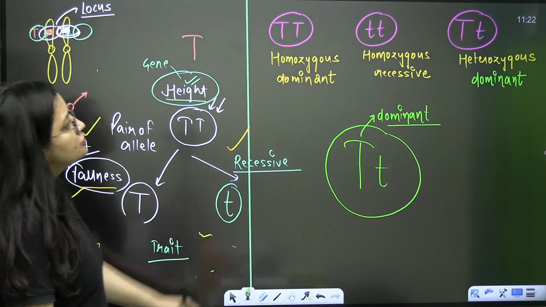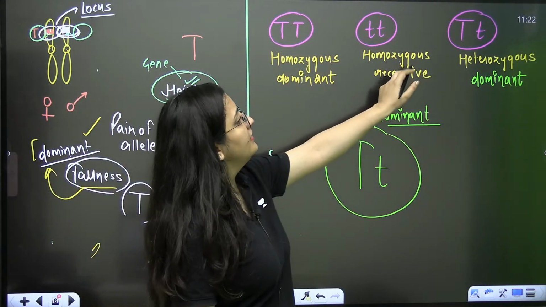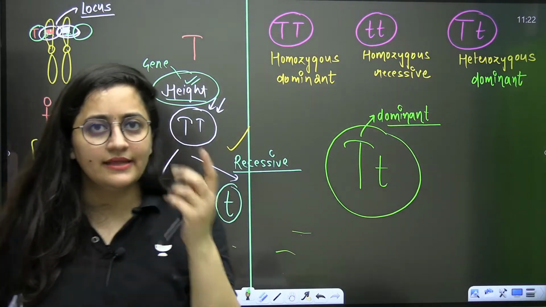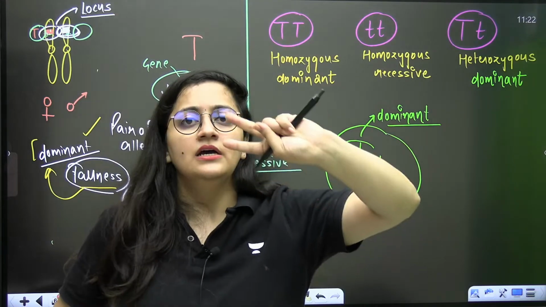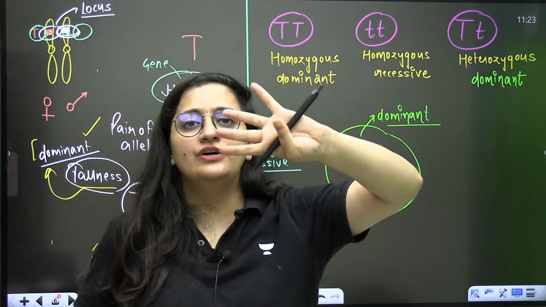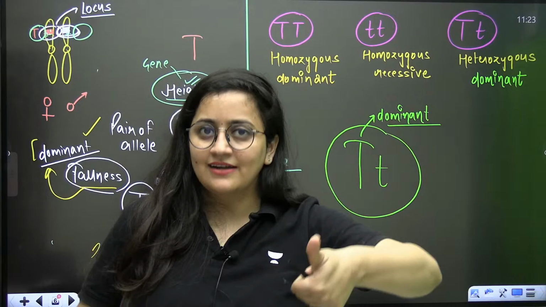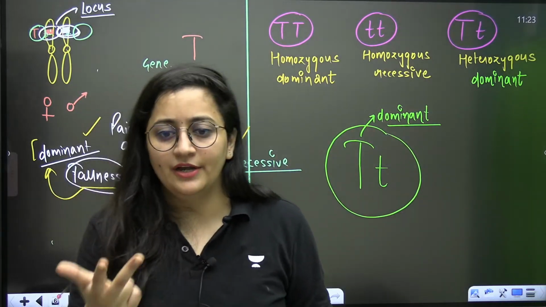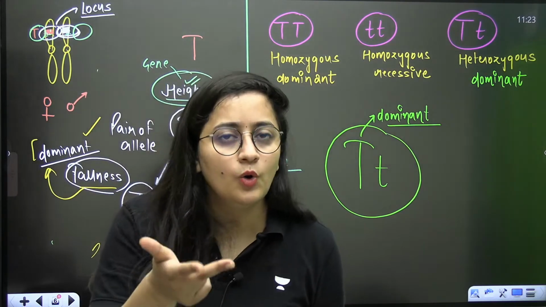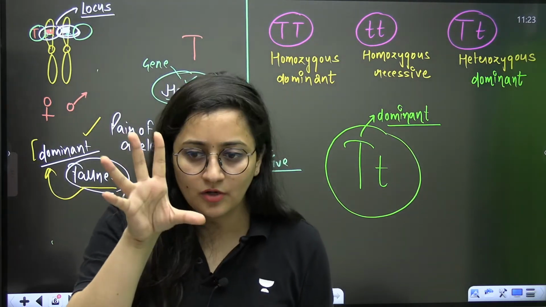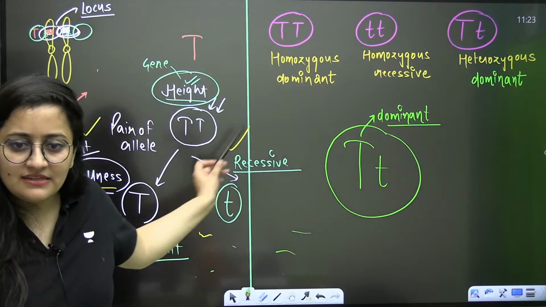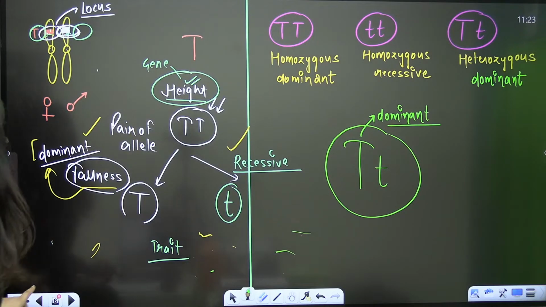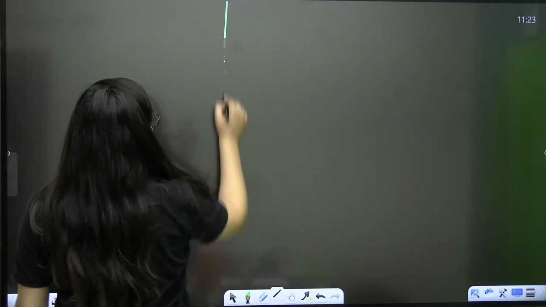Clear? So here the individual will be tall, here the individual will be dwarf, and here the individual will be tall. So these basic terms clear: what is the meaning of genetics, what is heredity, what is variation, what is a gene, what is the factor, and what is the meaning of homozygous dominant, heterozygous dominant, or homozygous recessive, what is a homologous pair, what do you understand by the locus. All these terms clear, because these are the terms that we are going to use. Fine. Chalo.